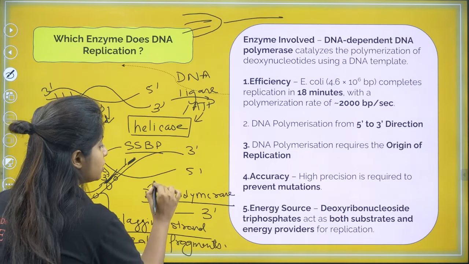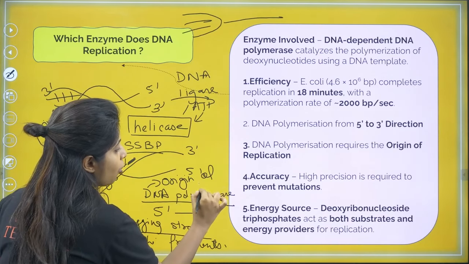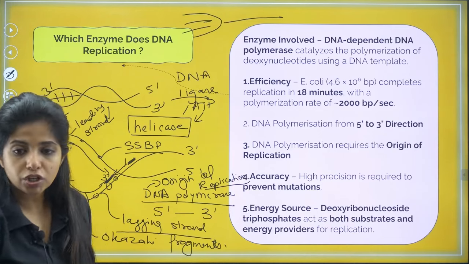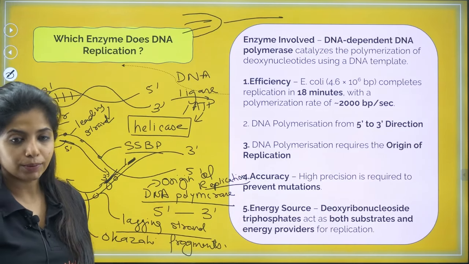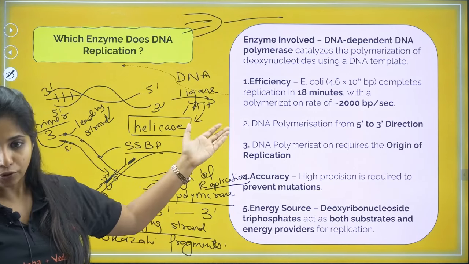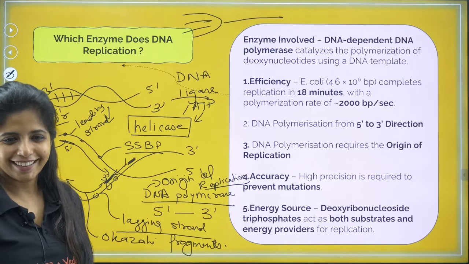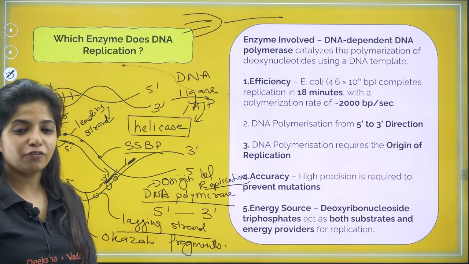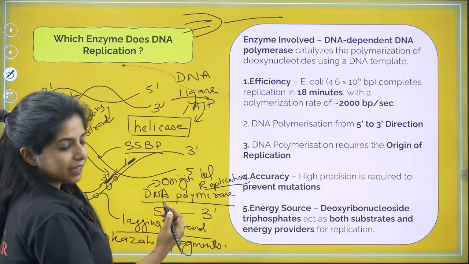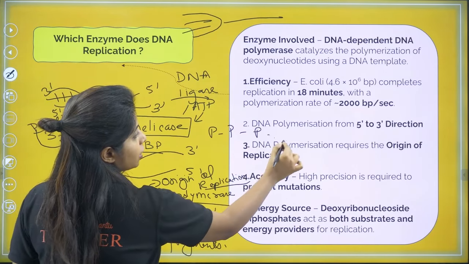DNA polymerase will start the replication from a site which is known as the origin of replication. And where do they get the energy? There are deoxyribonucleoside triphosphates, which act like ATP. Triphosphate means three phosphate groups are there.